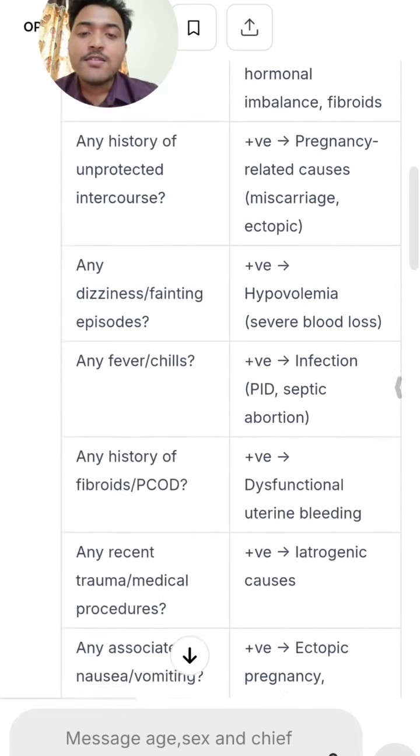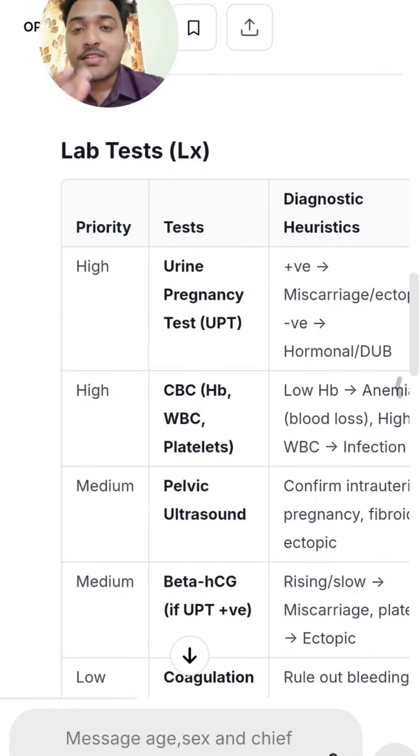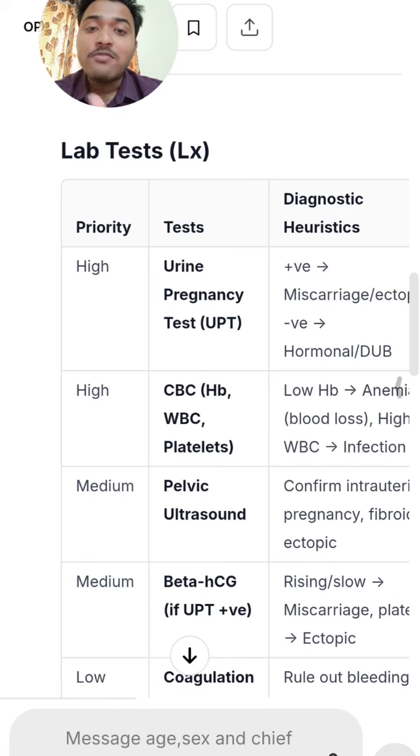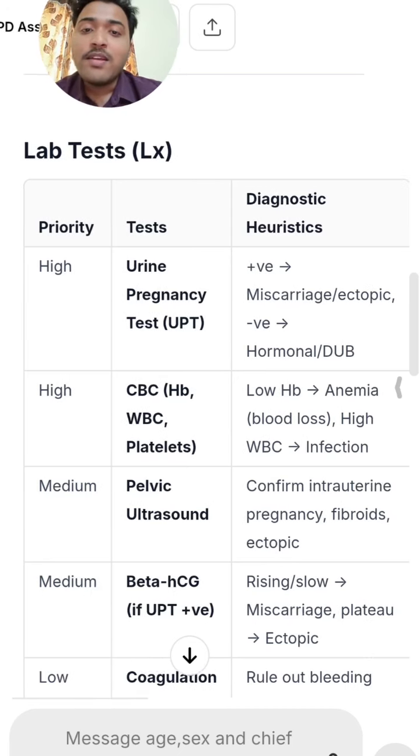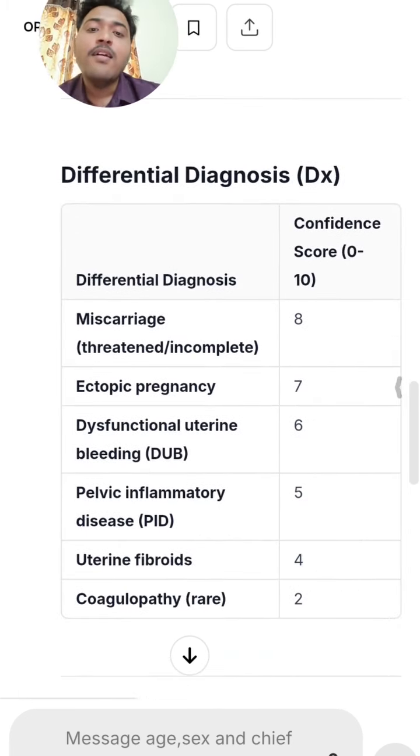Okay, so then it will suggest the tests that need to be done along with the priority of each test and the diagnostic heuristics for each test. Here it asks for the UPT because if it is positive, it suggests that it is either miscarriage or ectopic pregnancy, which are the complications of pregnancy. And then in the differential diagnosis, it will give the differential diagnosis with the confidence scoring for each diagnosis, which is similar to the probability of each diagnosis.